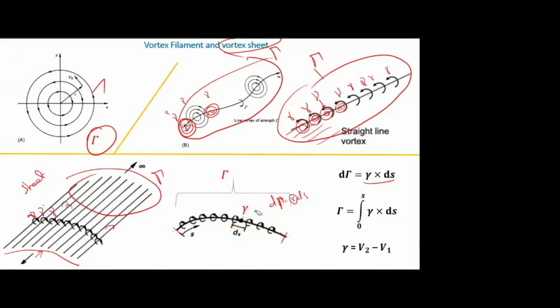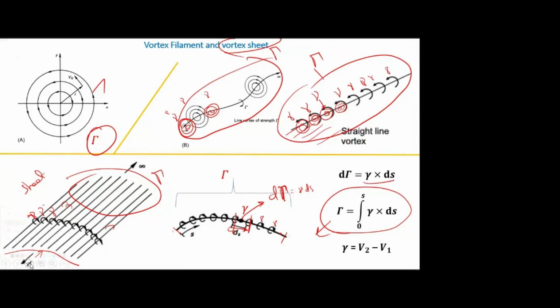So for this small length, the strength d gamma is equal to the volume flow rate, that is small gamma into ds, where gamma is the velocity difference. Then for the complete vortex sheet, we simply integrate from 0 to s. Is that clear? This one we will use in the second unit: vortex sheet strength.